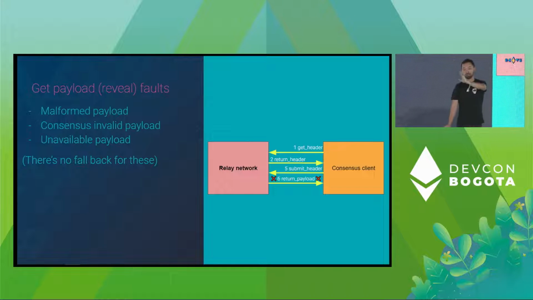So now we're jumping to reveal faults. This is the second type of fault. So what are some reveal faults? The payload could be invalid or the payload is unavailable. And keep in mind, there's no falling back for this, because you signed the signature already. At this point, you can complain on Twitter, you can complain somewhere else, but there's not much you can do here to make the block whole.